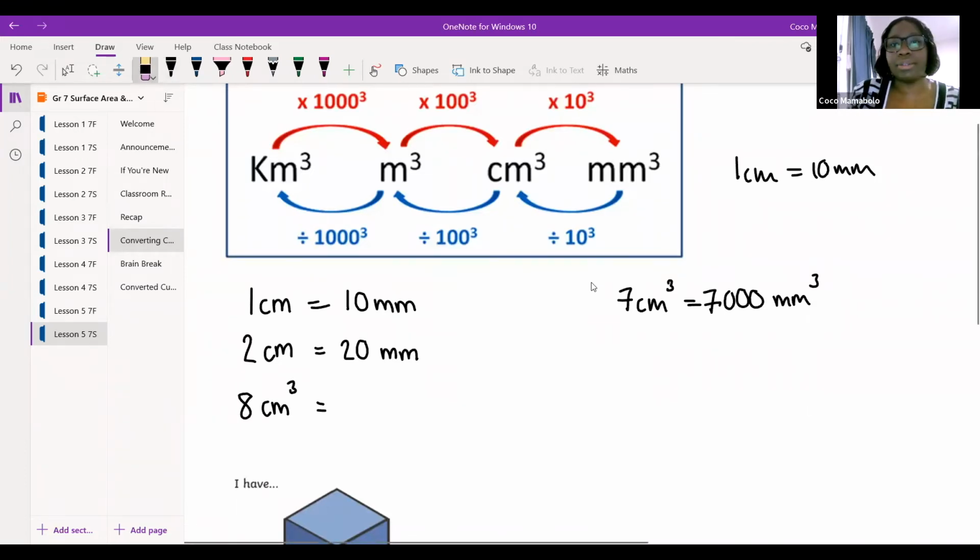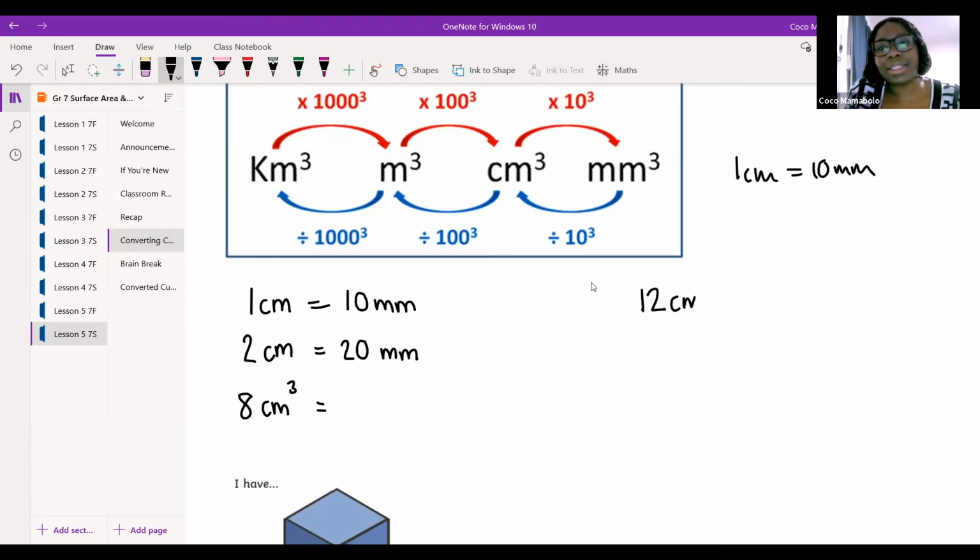Here's another one, guys. If I have 12 centimeters cubed, how many millimeters cubed do I have? That's it. 12, well done. 12,000 millimeters cubed. Easy, right? Excellent. So now here's the challenge, guys.